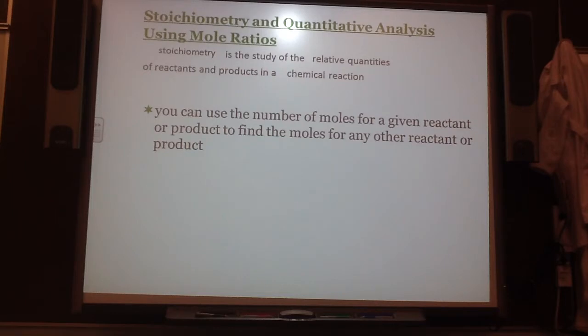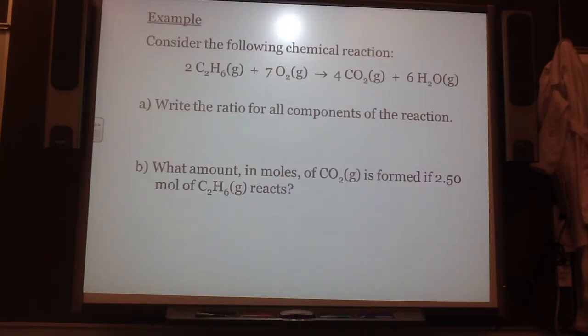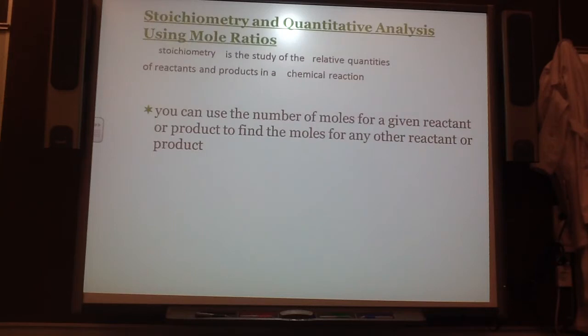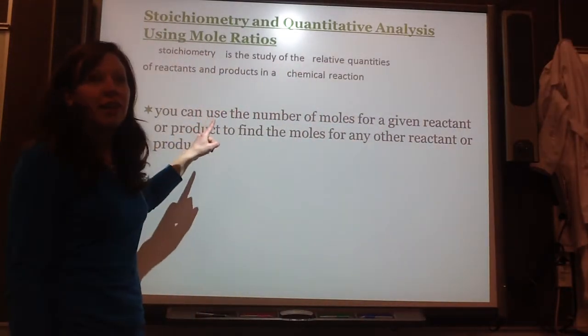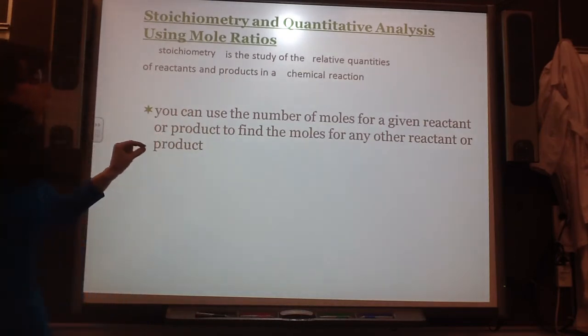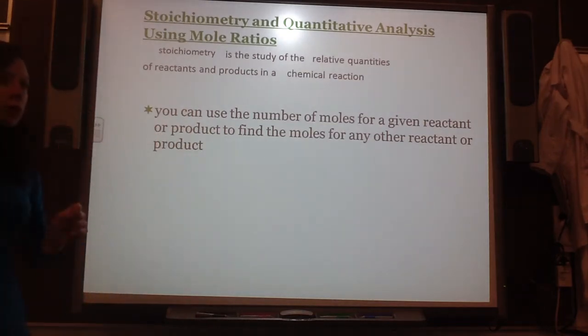So this is the whole main key of stoichiometry. If you understand this, you will understand the unit. So it's very, very important that you get this for the whole rest of the next month of chemistry. You can use the number of moles for a given reactant or product to find the moles for any other reactant or product.